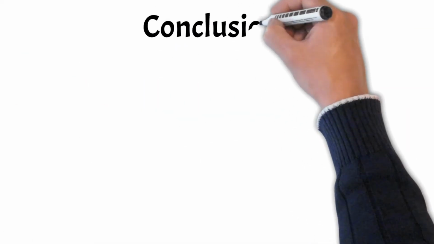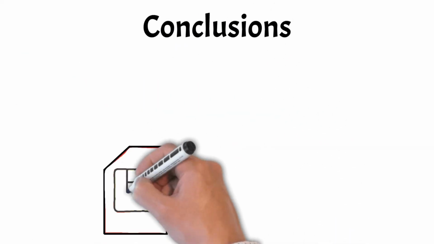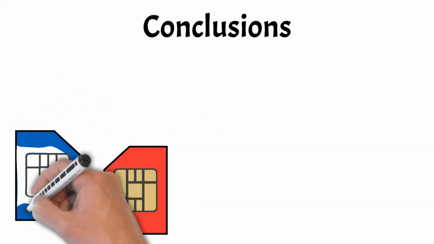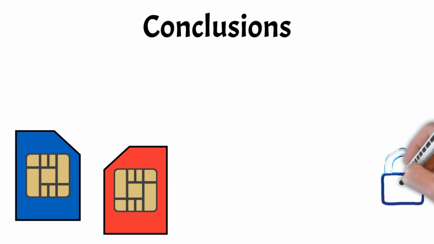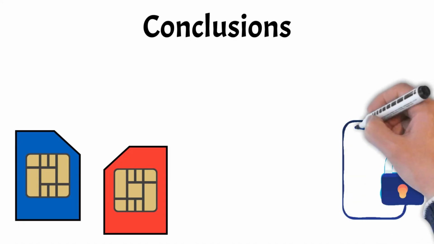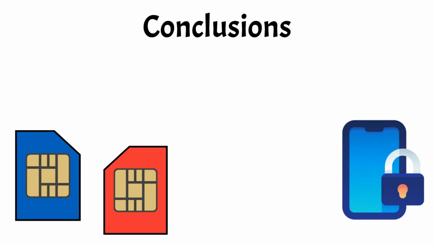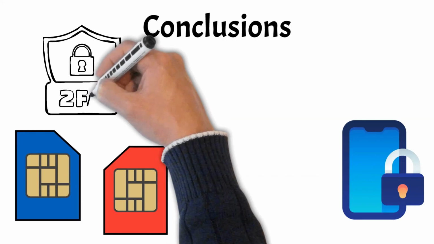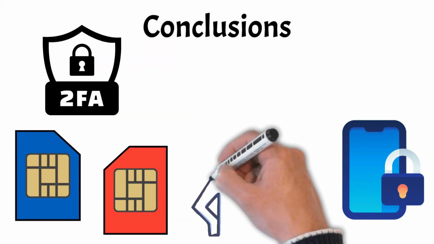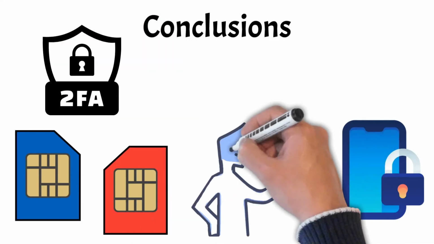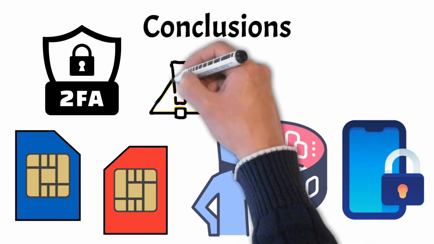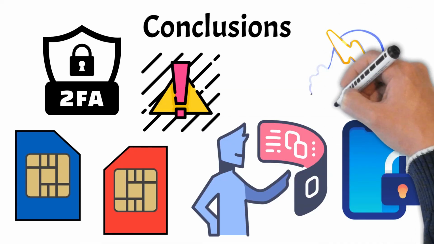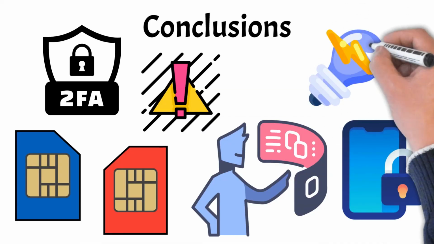In conclusion, SIM swapping is a serious and growing cybersecurity threat that can have devastating consequences, from financial loss to identity theft. Understanding how it works, recognizing the warning signs and taking proactive steps to protect yourself are crucial in staying safe. By securing your accounts with two-factor authentication, being cautious with personal information, and regularly monitoring your accounts for unusual activity, you can reduce the risk of falling victim to this attack. Staying informed and vigilant is the best defense against SIM swapping and other forms of cybercrime.